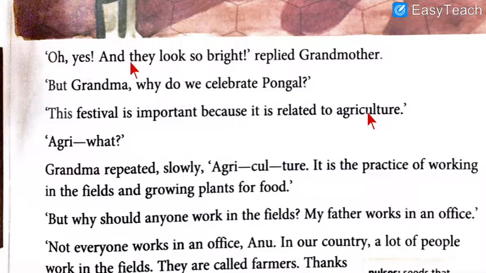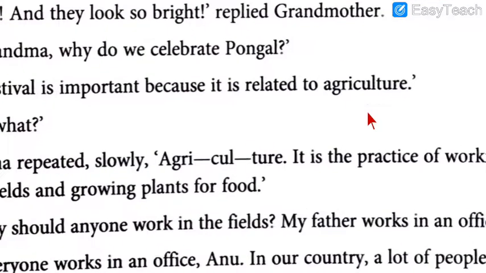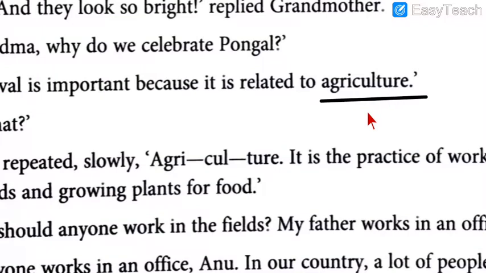"Oh yes, and they look so bright," replied grandmother. "But grandma, why do we celebrate Pongal?" "This festival is important because it is related to agriculture." "Agri what?" Now students, another hard word here is agriculture. Please write it down. The spelling should be written properly: A-G-R-I-C-U-L-T-U-R-E, agriculture. I hope you have noted it down, agriculture.